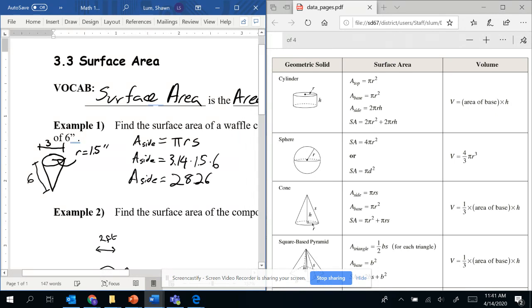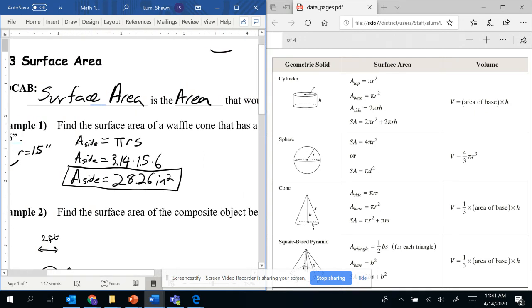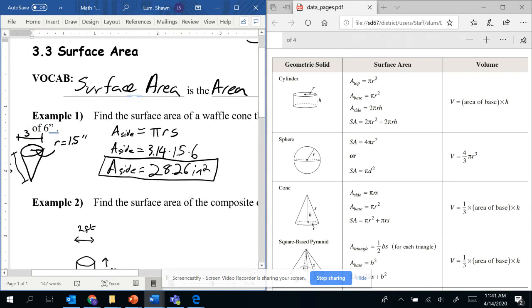Now, since the question gave it to us in inches, our answer will also be in inches, but since we're dealing with surface area, it's going to be inches squared. Okay? And so this is the surface area of the outside of the waffle cone. Now, if it was asking for the surface area of the outside and the inside of the waffle cone, then you'd have to double this number. But let's just imagine we were going to put chocolate on the outside of the waffle cone and not on the inside, and so therefore this is what we want.